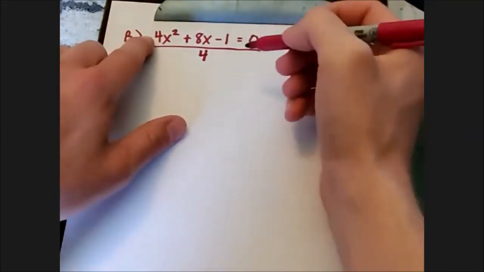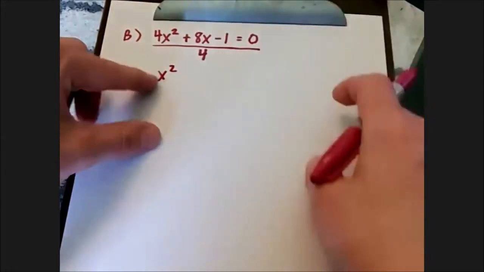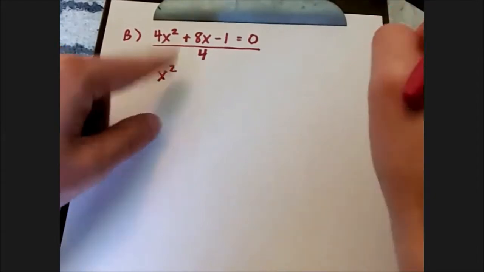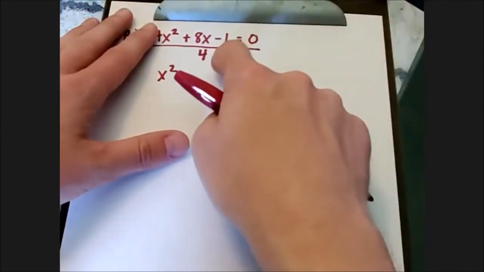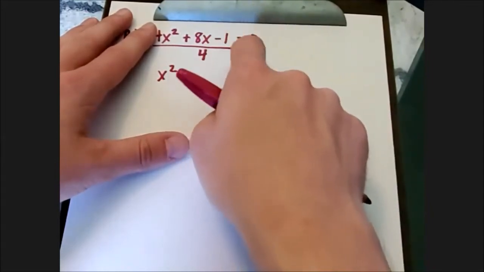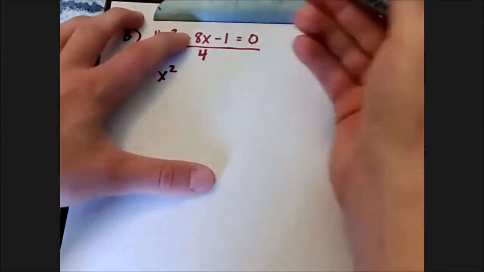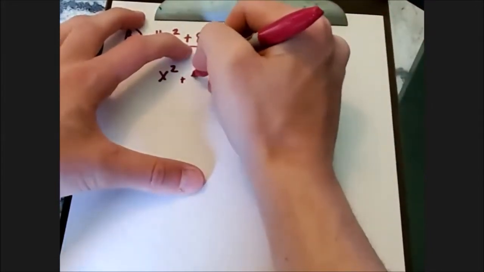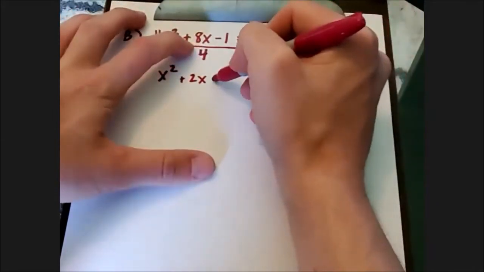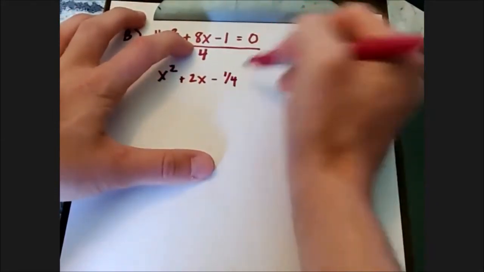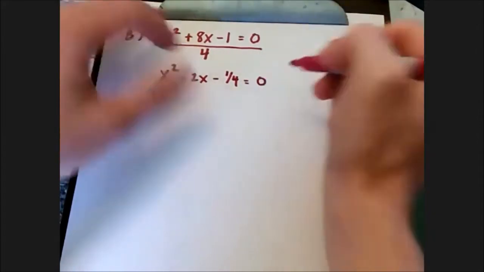So I have 4x squared divided by 4, which is just x squared. Hooray, a is now 1. But the cost of doing that is you have to divide all of the equation, the entire thing, by 4. So make sure you do your due diligence and do it all. So I also have 8x over 4, which is just 2x. And then I have negative 1 over 4, which is negative 1/4. And then I have 0 over 4, which of course is 0.